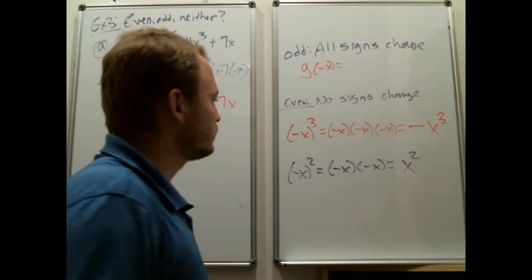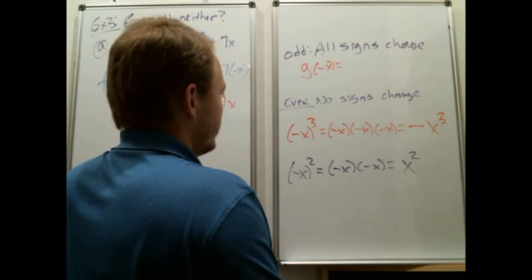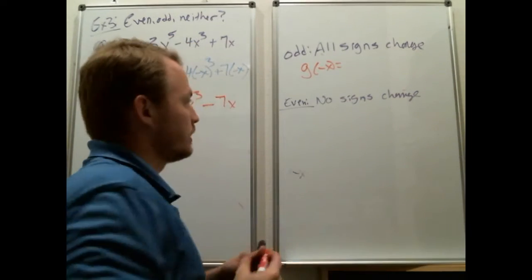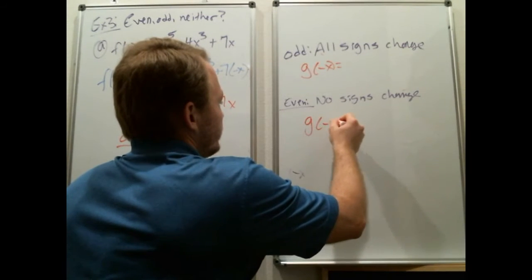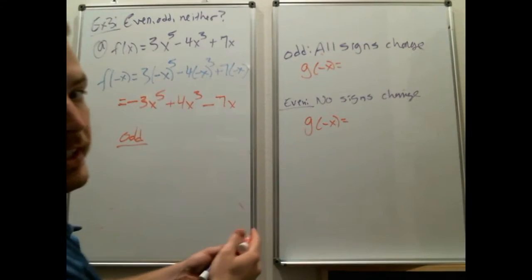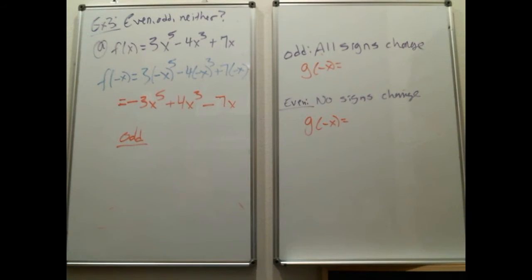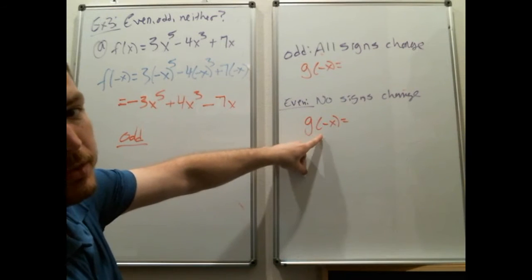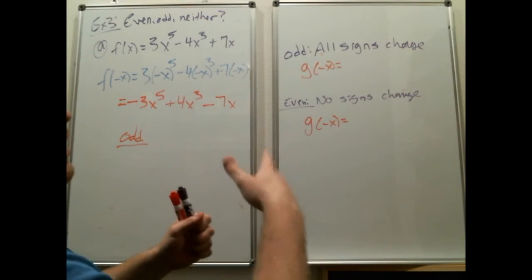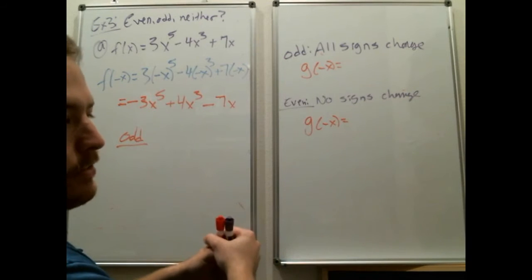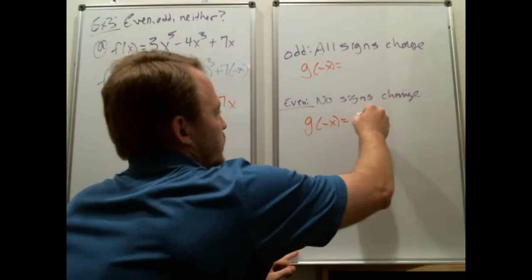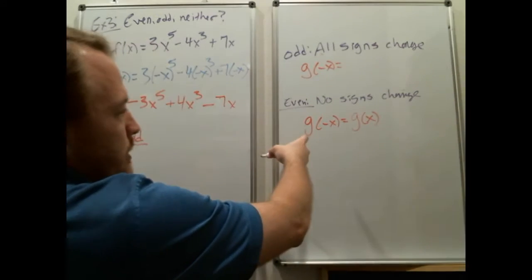So they both start out the same, g of negative x. So all that's saying is you're plugging in negative x into the function g, f, it doesn't matter what this letter is. So let's start with even. What happens with an even function when you plug in negative x? What happens to that negative if you have an even exponent? It gets eaten away. So none of the signs change, and you wind up with the original function, just g of x. That's what it means to be even.